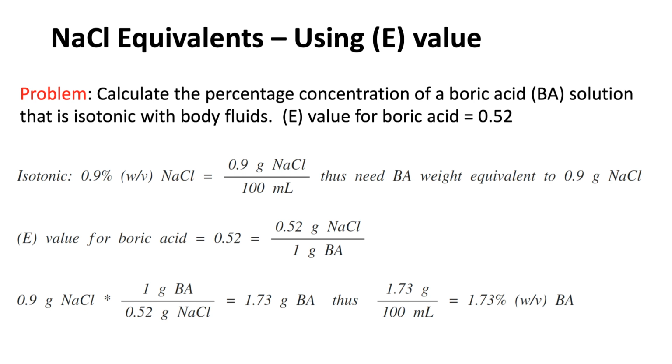Since that was the amount needed to be the same as 0.9 grams, which is the amount that makes 100 milliliters isotonic, the 1.73 grams is what we need per every 100 milliliters to make it isotonic. 1.73 over 100 is the same as 1.73% weight per volume. So what we have just calculated is that we would need a 1.73% weight per volume concentration of boric acid to produce the same osmotic forces as 0.9% sodium chloride, which we know to also be isotonic with biologic fluids. That means 1.73% boric acid would produce an isotonic solution.